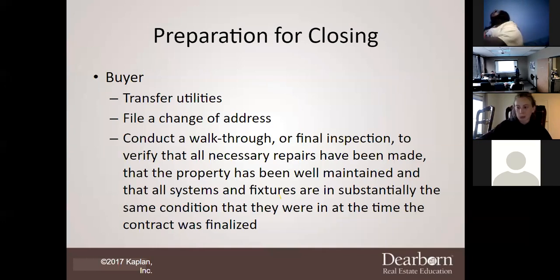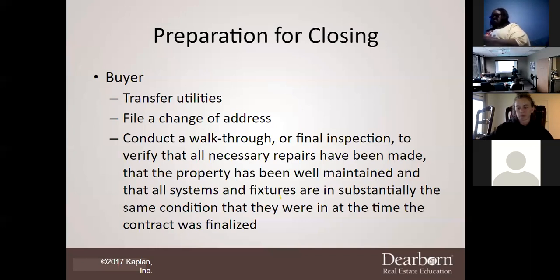It's very important that you do that, because it's going to verify that all necessary repairs have been made. So any agreements that y'all made on the contract, it's going to verify the repairs were actually made, that the property has been well maintained, and that all systems and fixtures are in substantially the same condition that they were in the time the contract was finalized. So the time that we put in our contract and receipted it. We want to make sure that it's the same or better than we saw it when we decided to buy it. So that's a big one.